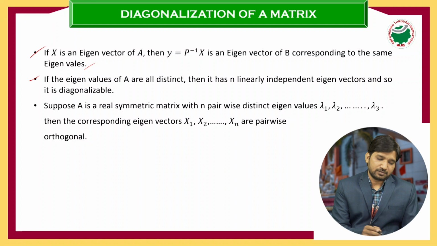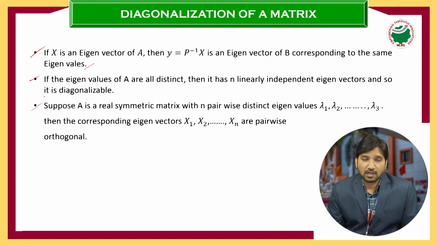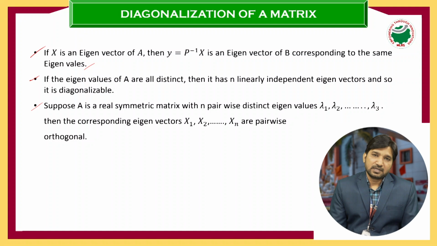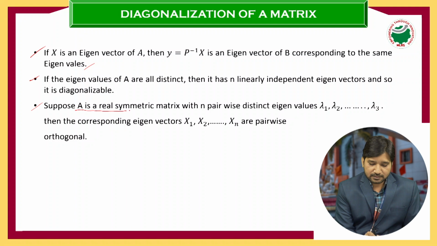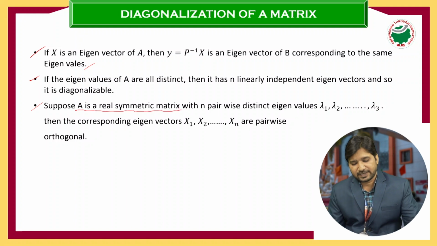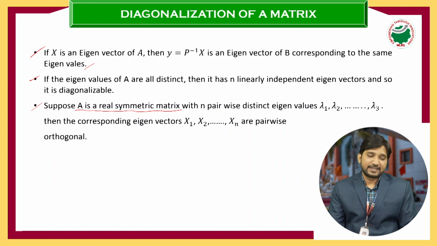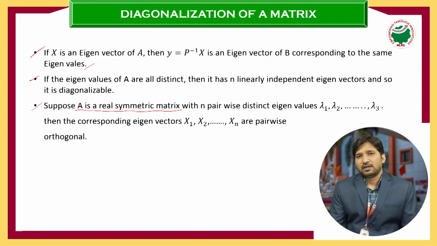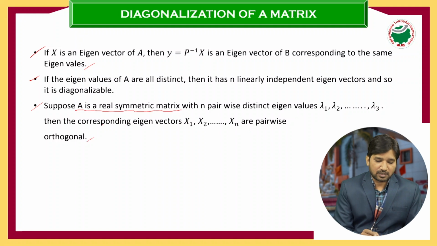Okay, and the last one is, suppose, it is most important, suppose capital A is a real symmetric matrix with n pairwise distinct eigenvalues. N means pairwise distinct eigenvalues, that is lambda 1, lambda 2, lambda 3 and so on, like this lambda n. Then the corresponding eigenvectors capital X1, X2, Xn are pairwise orthogonal.